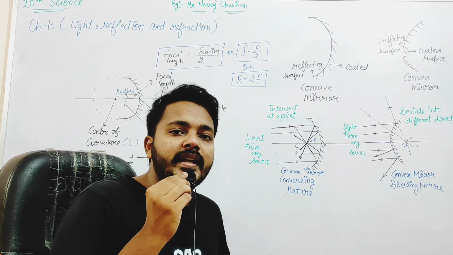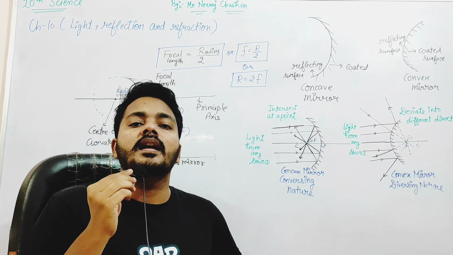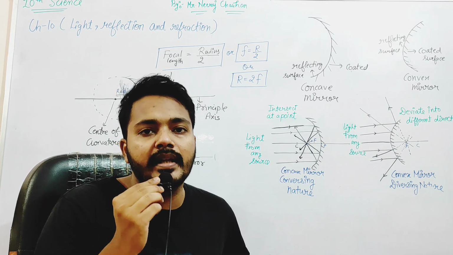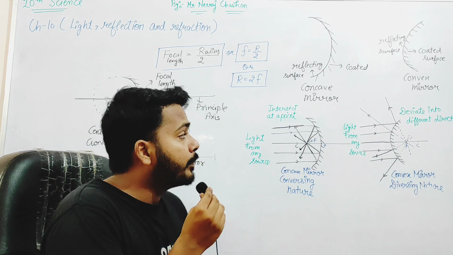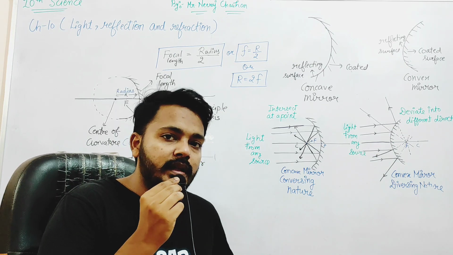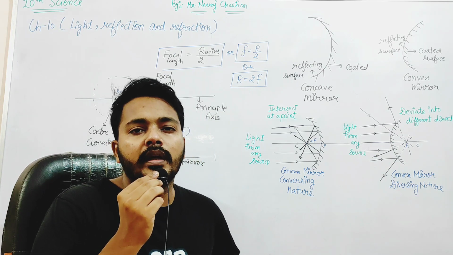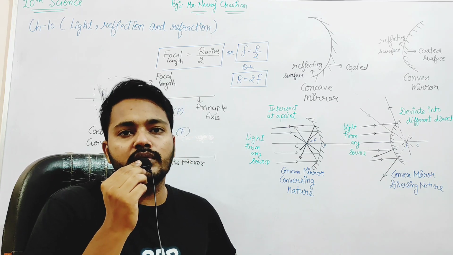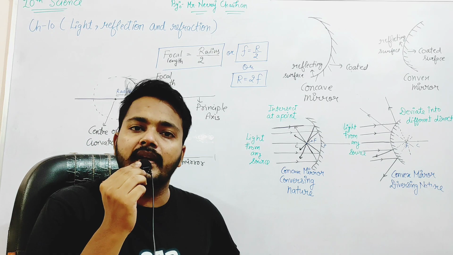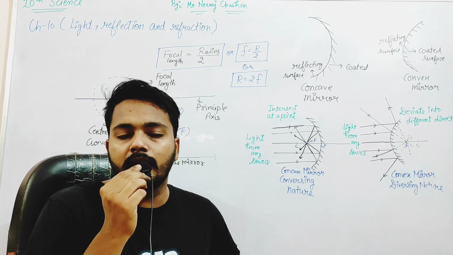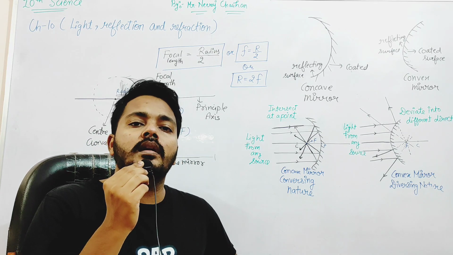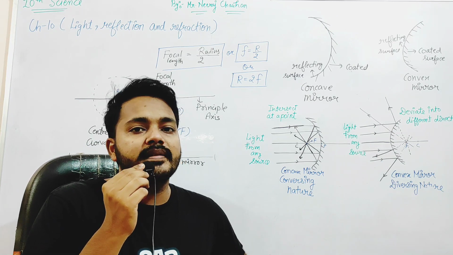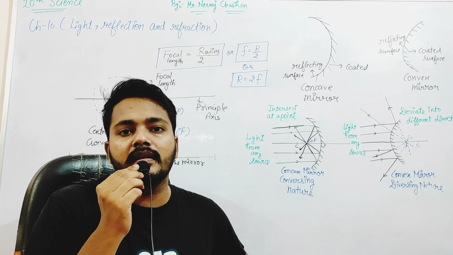Hello everyone. In today's class, we will discuss our next topic of chapter number 10, light reflection and refraction. The topic is spherical mirrors. First of all, we need to understand that the mirrors that we use in our daily life for dressing purposes are plane mirrors. The image formed on a plane mirror is virtual, erect, the same size, and at an equal distance from the mirror.